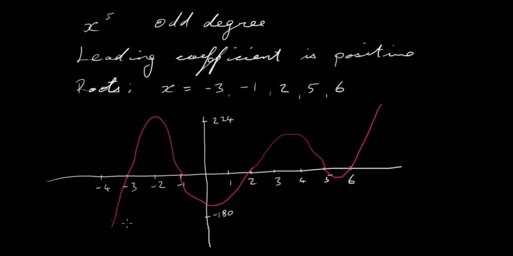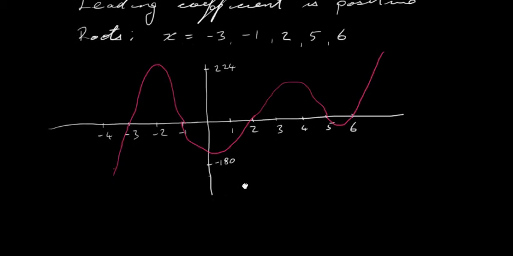It's an odd degree, so one arm up, one arm down. Because the leading coefficient is positive, the right arm is up, the left arm is down, and we have our 5 roots as well, -3, -1, 2, 5 and 6. So that's my first example. Let's have a look at the second example.